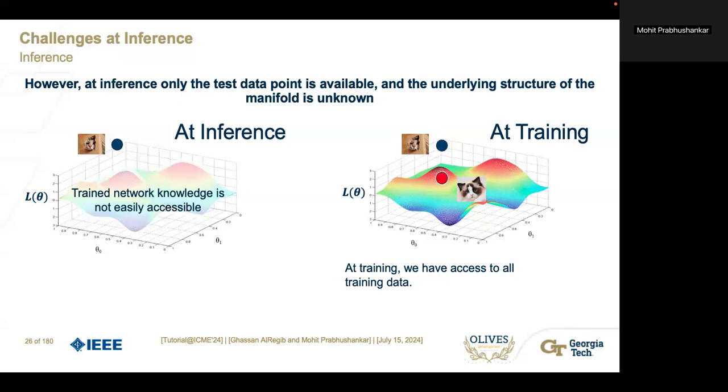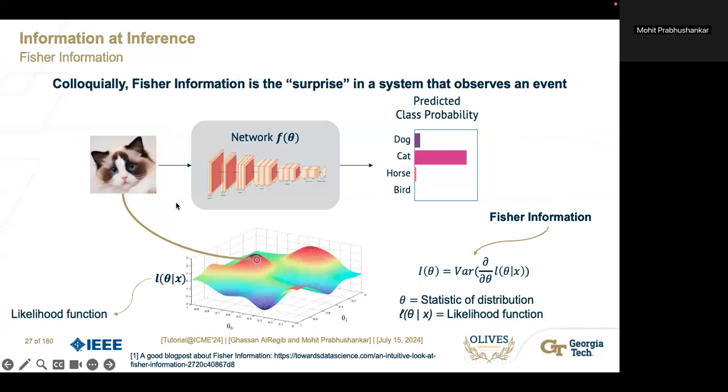We cannot easily extract data or information at inference for any given neural network. And that is why we have a hidden part of the network, the module over here. And that's why we say trained network knowledge is not easily accessible to us. So what can we do about it?